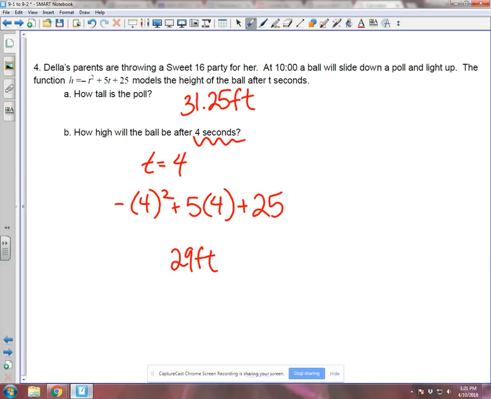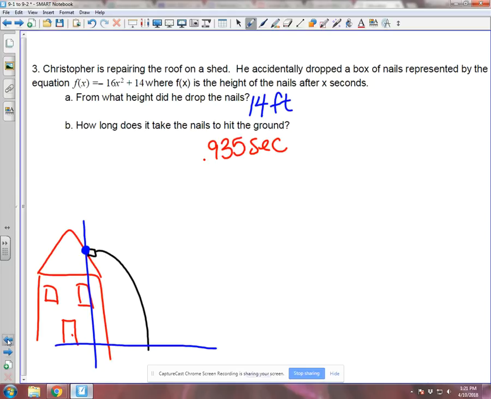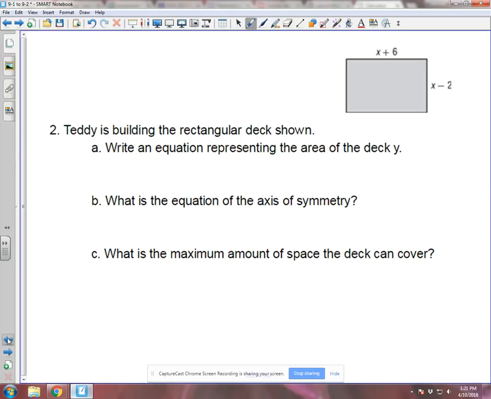Did I type something in Desmos wrong? Yeah, because you put that in Desmos as negative 4. Oh, this should be a plus. How come you didn't stop me? I did not know it. So the axis of symmetry really is right here. So it should be negative 2. All right, well, we can fix that. Negative 2. Okay, now if I would have divided this, folks, what would it have given me? Okay. Good. Now it says, what is the maximum amount of space the deck can cover?